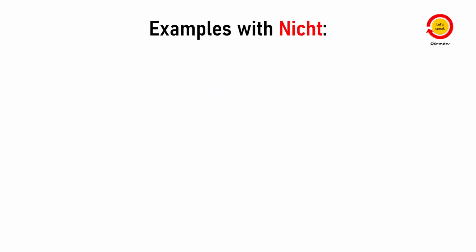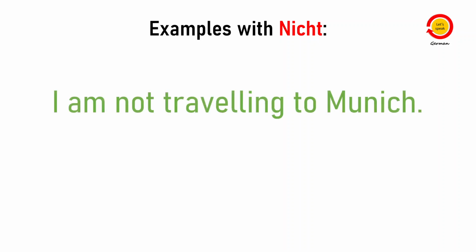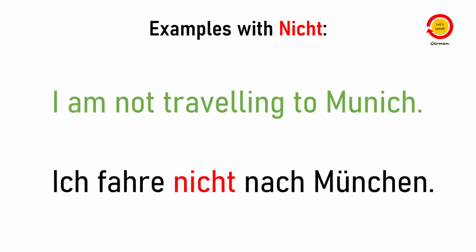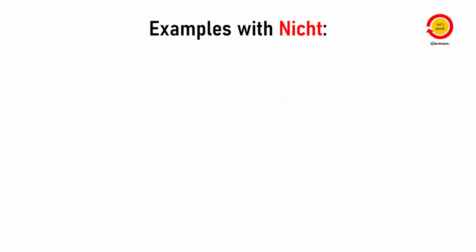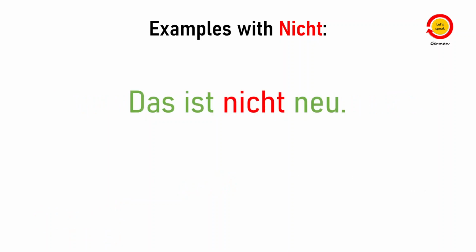To give an example of sentences using nicht, I'm not traveling to Munich. Ich fahre nicht nach München. Here we are negating the verb fahren, which is to travel, and not the noun. Therefore, nicht must be used instead of kein. Das ist nicht neu. That is not new. Here the adjective neu, or new, is negated, so nicht must be used instead of kein.